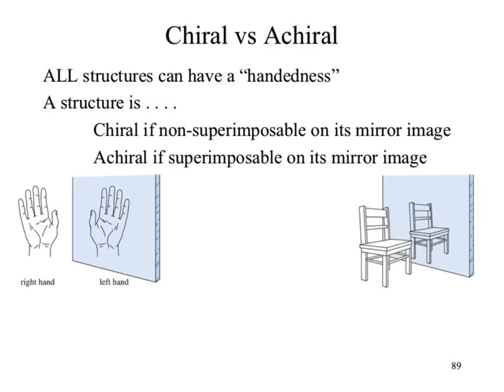Well, is this true for all things that I have to be worried about? All things have a mirror image. If I take a chair and put it up to a mirror, I'll see another chair. But if I take those two chairs and try to overlap them, would they superimpose?